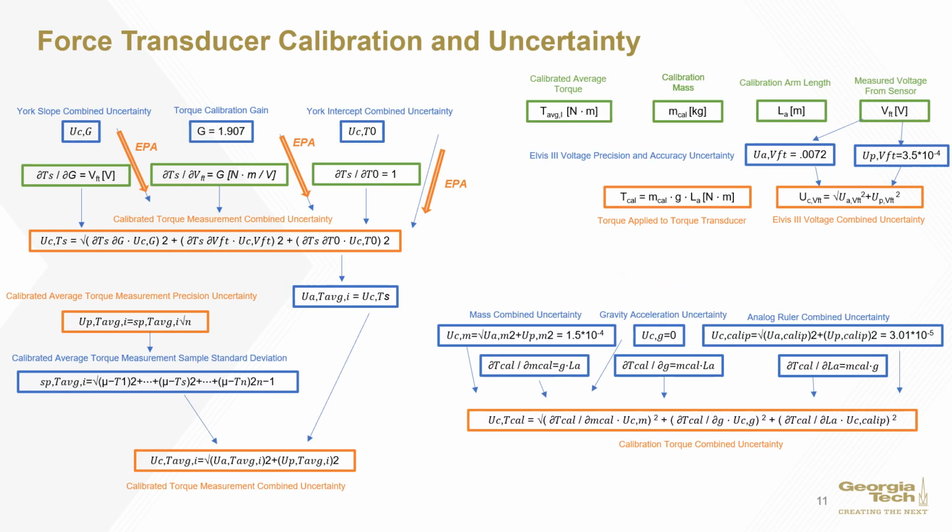Here we have our calibration uncertainty from the outline. We start out by getting a torque calibration gain value, and using this gain value, we start with a York regression model to get the x and y uncertainty on both bounds. With these x and y uncertainties, we are then able to fill in the rest of the torque calibration equation to find the calibrated torque measurement combined uncertainty and the calibration torque combined total uncertainty.